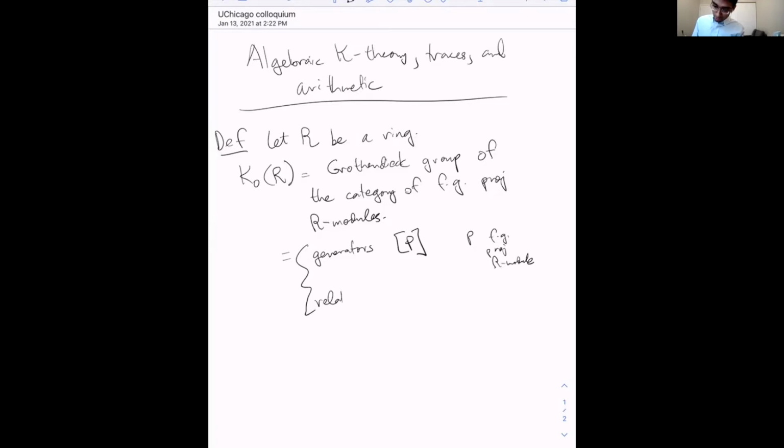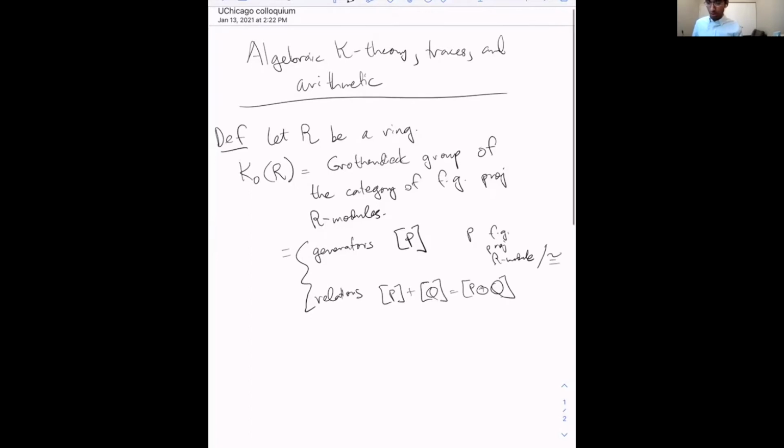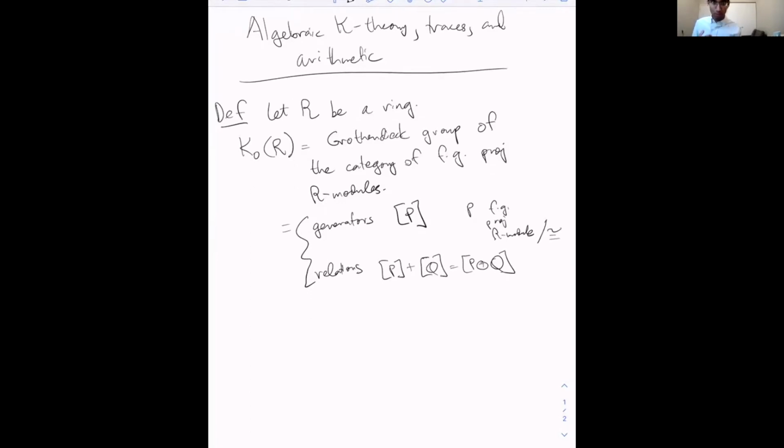And then there are relations: bracket P plus bracket Q is given by the class of the module P direct sum Q. So this is defined by generators and relations. Another way to think about it is that we consider all finitely generated projective R modules up to isomorphism, which forms an abelian monoid, and we can form the group completion of that, the universal way of adding inverses.